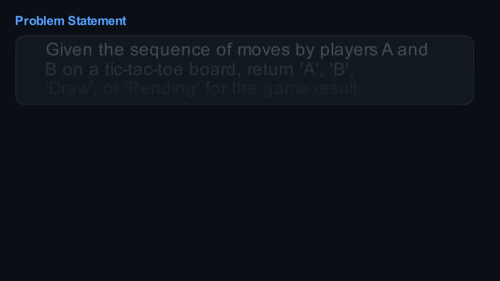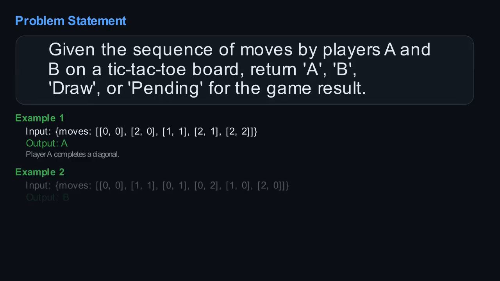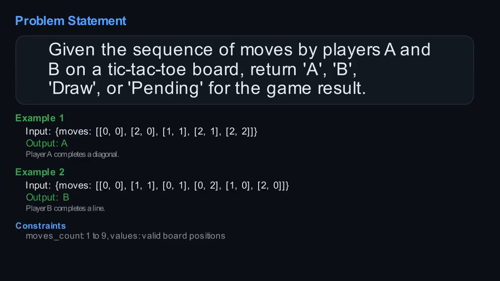The problem provides a list of moves, where each move is a coordinate pair. Player A makes the first move, then player B, alternating. We need to return A if player A wins, B if player B wins, draw if the board is full and no one wins, and pending if the game isn't over yet. The board is always 3 by 3.